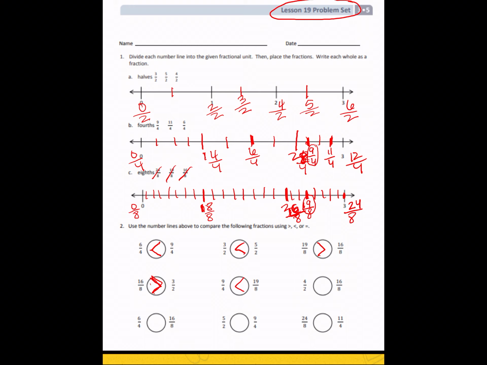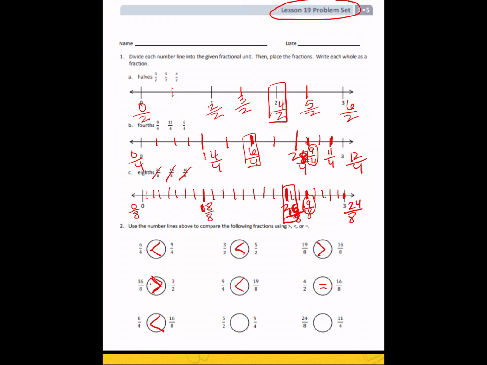All right, 4/2 and 16/8. Let's see. 4/2 is right here by the number 2. 16/8 is right here by the number 2. Those are equal. 6/4 and 16/8. So 6/4 is over here. 16/8 is over here, so 6/4 is less than 16/8.